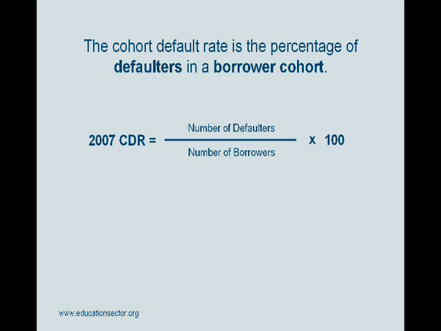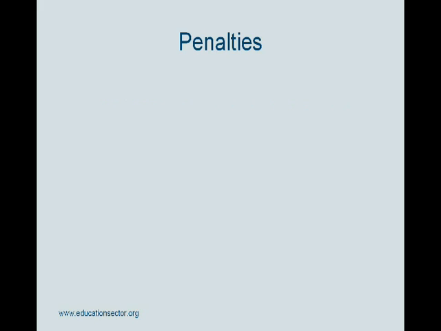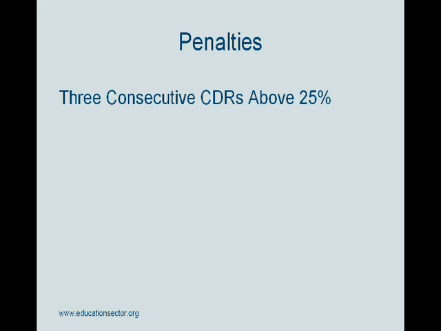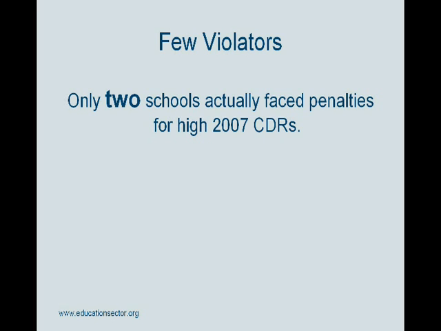It's important because schools with high default rates can face serious penalties. If a school has 3 consecutive CDRs above 25% or 1 CDR above 40%, it could lose eligibility for federal student loans or Pell Grants. Losing aid could be a serious problem for most schools because so many students rely on this assistance to pay for their education. But recently, few schools have exceeded these thresholds. Only 2 institutions actually face penalties for high 2007 CDRs.